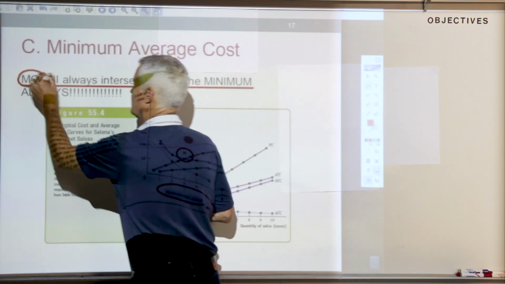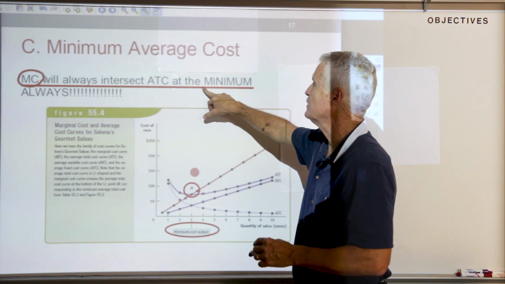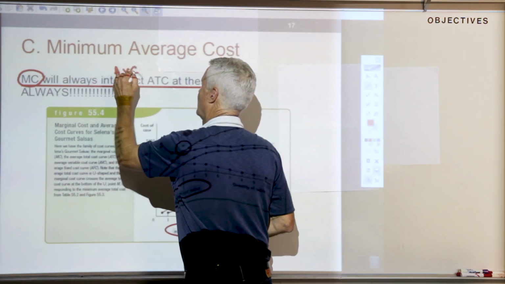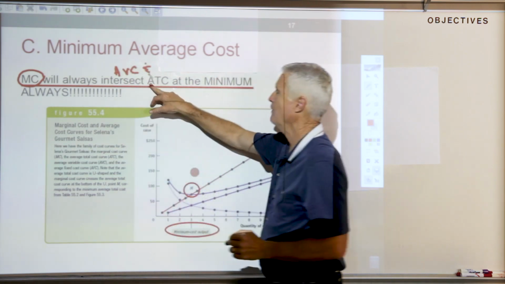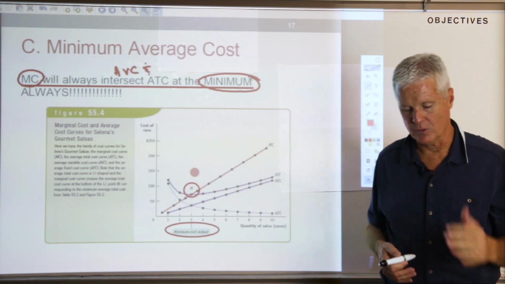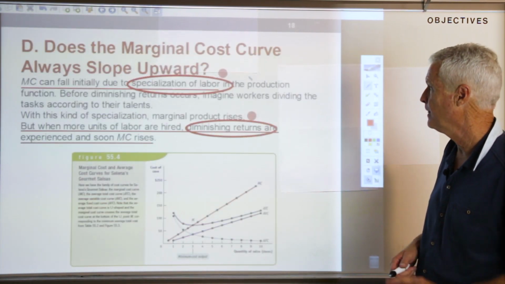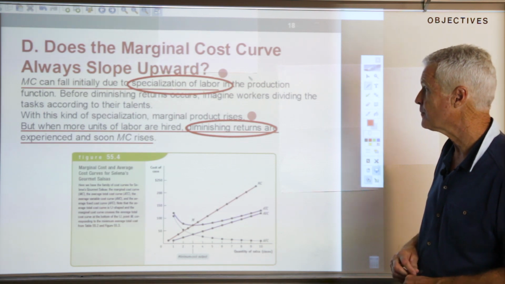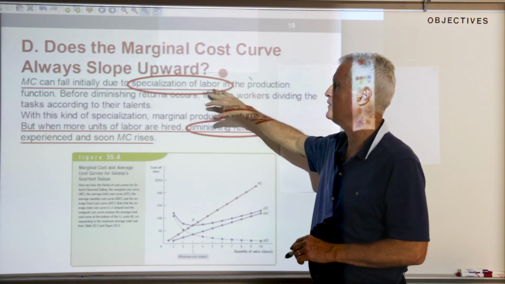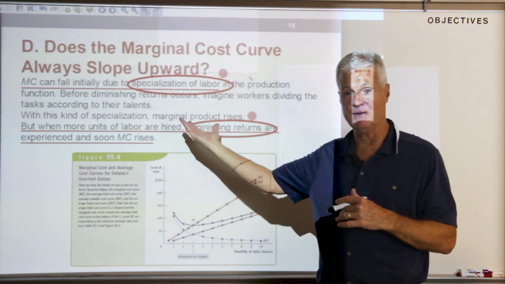Now, marginal cost, so write this down. This is really important. Marginal cost always intersects average variable cost and average total cost at their minimums. Okay, we're gonna get into that a little bit more on the next slide or two. Now marginal cost, not fixed cost. Marginal cost can initially fall due to specialization. And we talked about that briefly at the beginning.